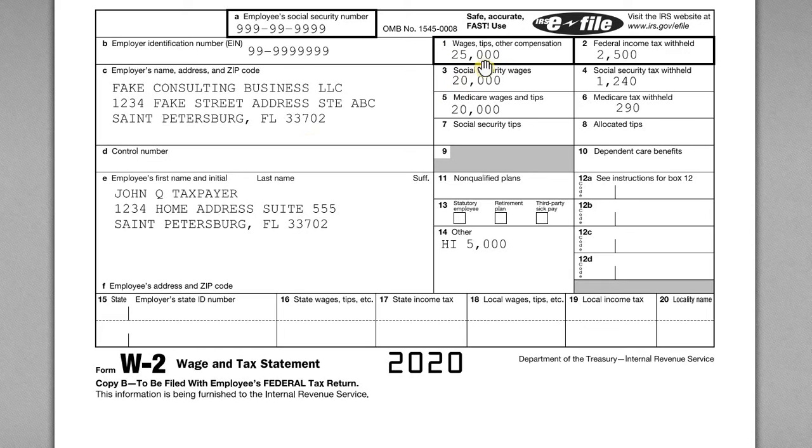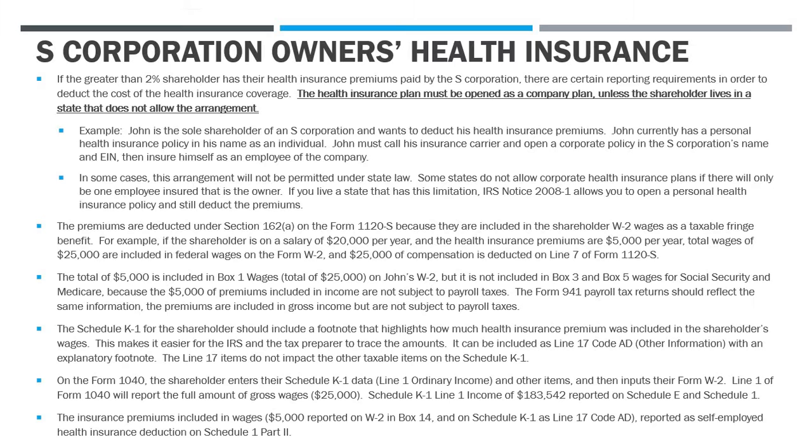Box 1 is going to have $25,000 in wages, and then $20,000 is reported in boxes 3 and 5, Social Security and Medicare, because the health insurance premiums are not subject to payroll tax. Okay, that's very important, right? So the premiums, again, the total of $5,000 is included in his box 1 wages, so he's got $25,000 in wages, but you don't report that piece in box 3 and 5 because they're not subject to FICA, right?